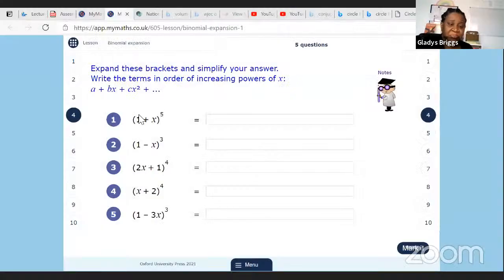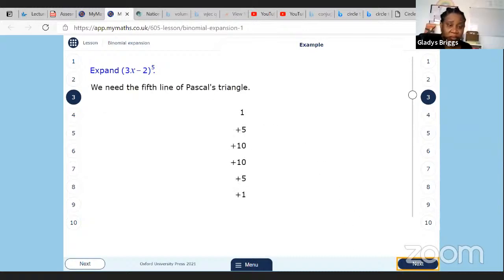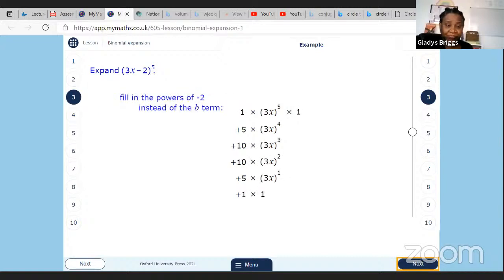So this was the one we did. We did this one first. I did this one first and I showed you. I think they changed it a little bit. Yeah. They've turned it around. Let's go back to the example. Yeah. So for this one, they used the fifth term. They used the fifth line of the Pascal's triangle, the fifth row of the Pascal's triangle. Okay.